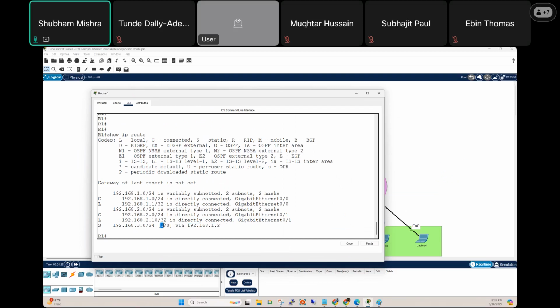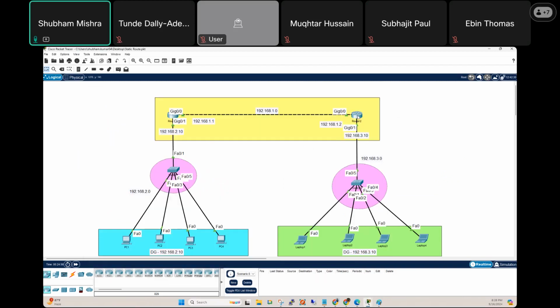Can you tell me? This is Interface. This is AD value. And this is called metric. So for a static route, what is the AD value? Okay. I already told you. 1. Fine. So that is the AD value. Fine. Now come on R2.